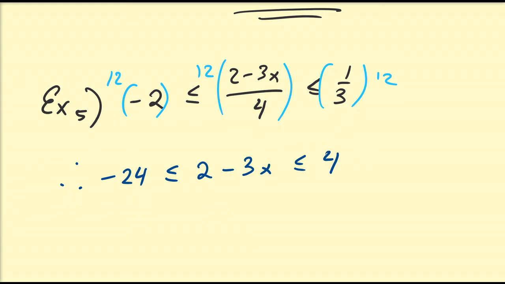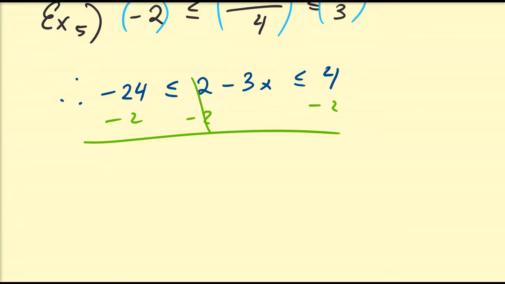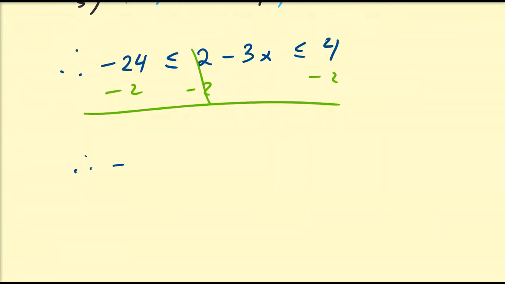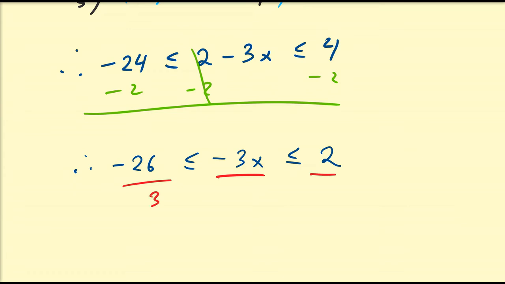Next, I'm going to subtract 2 from all sides. So from here, I'm going to have minus 26 is less than or equal to minus 3x is less than or equal to 2. Now I'm going to divide all sides by 3. So the 3's will cancel. So I have minus 26 thirds is less than or equal to negative x, that's less than or equal to 2 thirds.